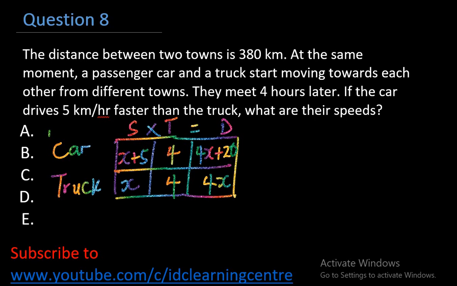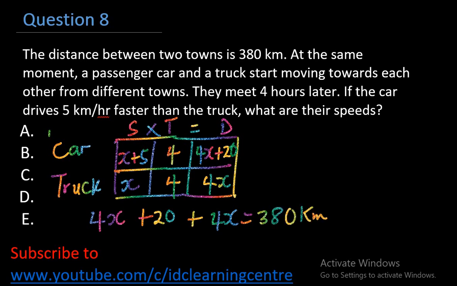Now I have the distance covered by the car and the truck as well. So the total distance will be the distance covered by the car, which is 4x plus 20, plus the distance covered by the truck, which is 4x. Everything must be equal to the total distance given in the question, which is 380 kilometers. 4x plus 4x is 8x. So 8x plus 20 is equal to 380 kilometers.